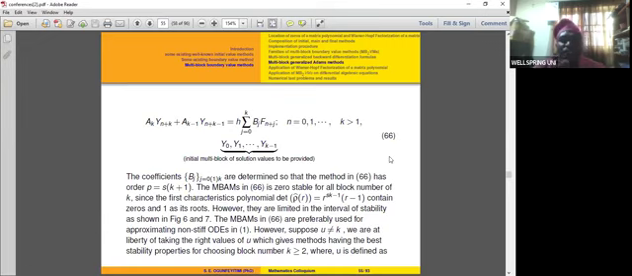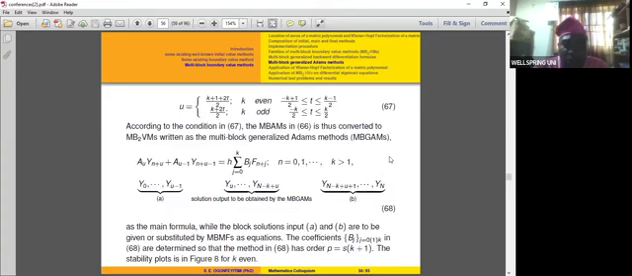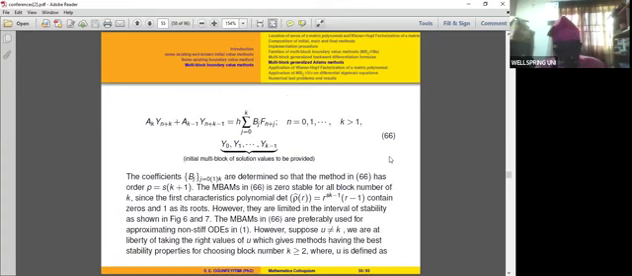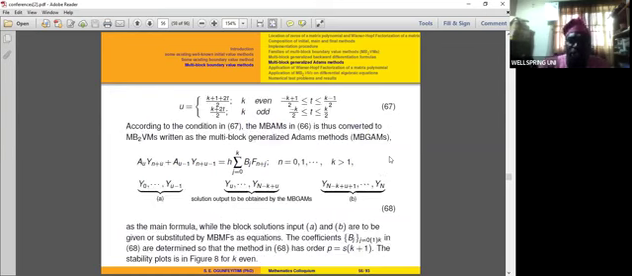And this type of method, when you plot it, is zero stable, which is only suitable for what? Non-stiff ODEs. So we are at liberty again to choose our u not equal to k, so that we can have good stability properties. The formula for u is given below in equation 67.